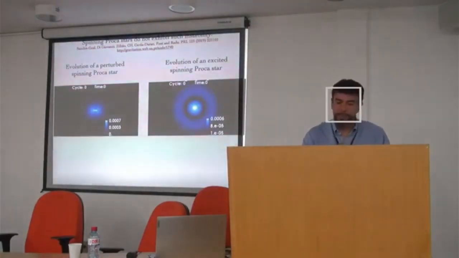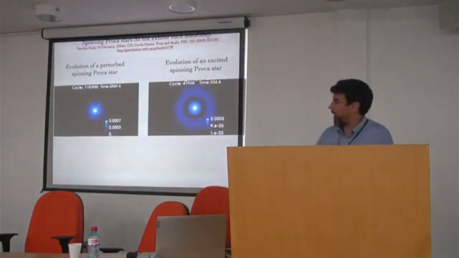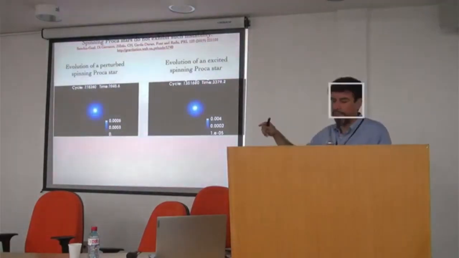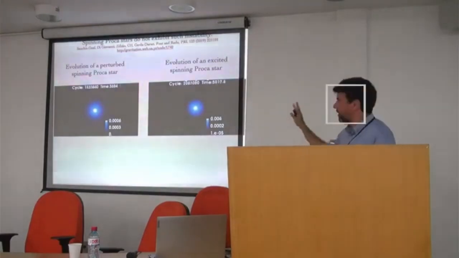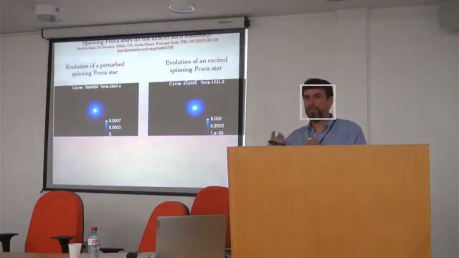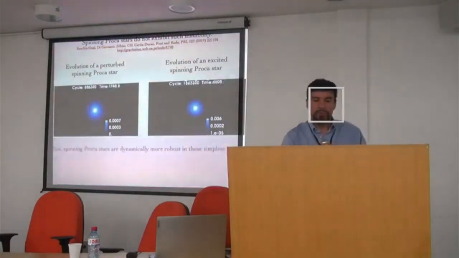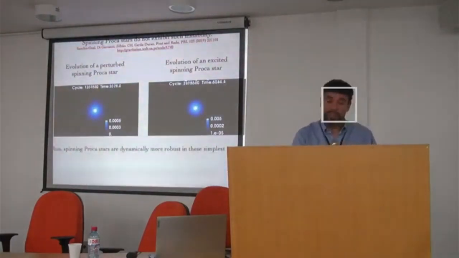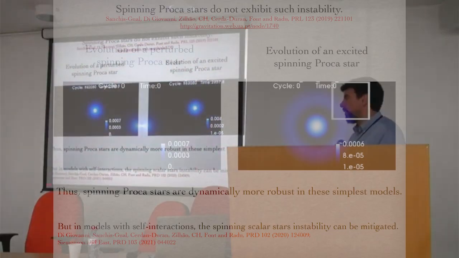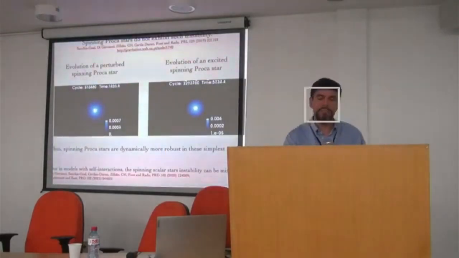In the vector case, the spinning stars, even when they are highly perturbed, like in these two illustrations, or here where we've started with an excited state. You notice that in the beginning it was a Saturn kind of structure. It was an excited state of a spinning Proca star. What we've seen is that the evolution retains some angular momentum. It doesn't shed it away, number one, and number two, it doesn't create a horizon. It doesn't collapse. So the evidence is that the spinning Proca stars are indeed dynamically more robust in the simplest models than their scalar cousins, although the picture is changed by the introduction of self-interactions. And there's a more complex story there.